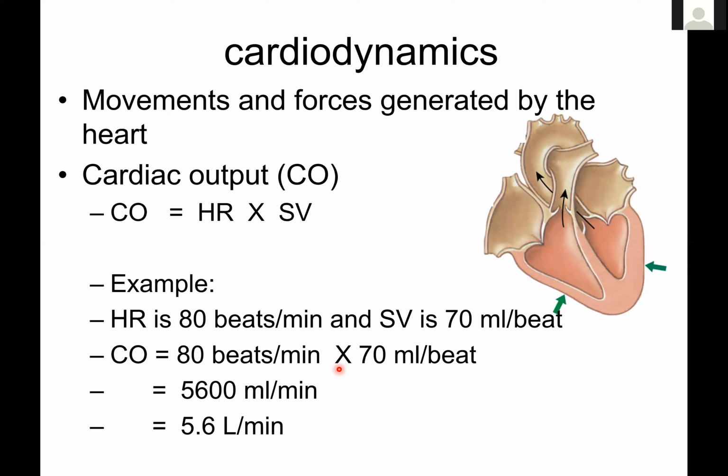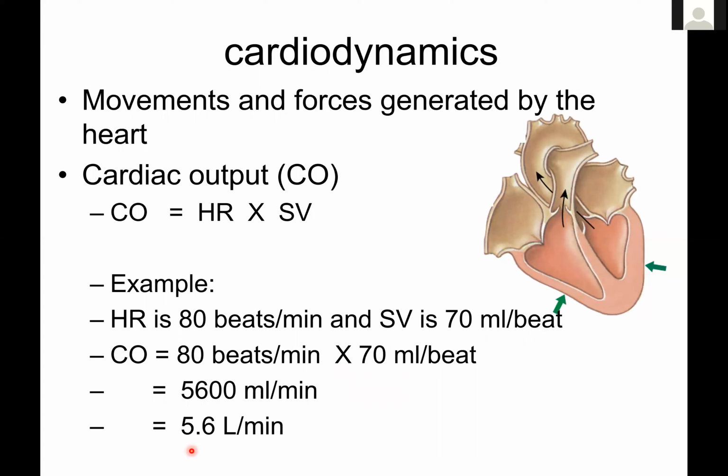So cardiac output is, on its face, pretty simple. It means how much blood the heart is moving per unit time. If you multiply heart rate times stroke volume, you get how many milliliters the heart is ejecting per minute. For example, if the heart rate is 80 beats per minute and the stroke volume is 70 milliliters per beat, you just multiply those two and you get 5.6 liters per minute.